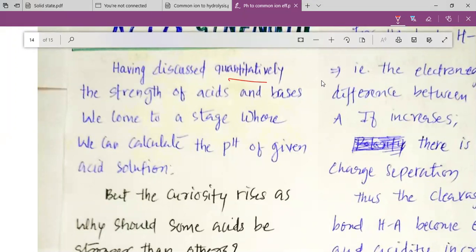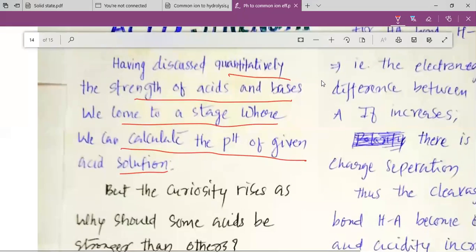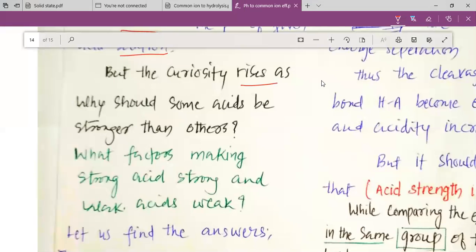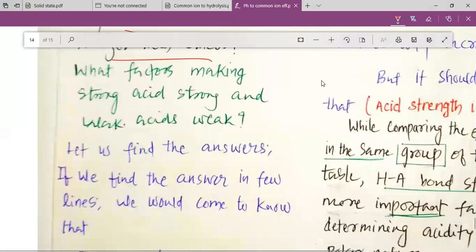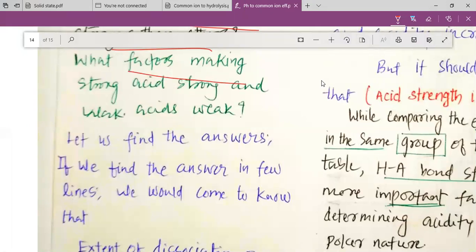Having discussed quantitatively the strength of acids and bases, we come to a stage where we can calculate the pH of a given acid solution. But curiosity arises, if we are very interested in study. Do you find yourselves curious, my dear students? Curiosity arises as to why some acids should be stronger than others. Why are some acids stronger and some acids weaker? What factors make a stronger acid and a stronger base?